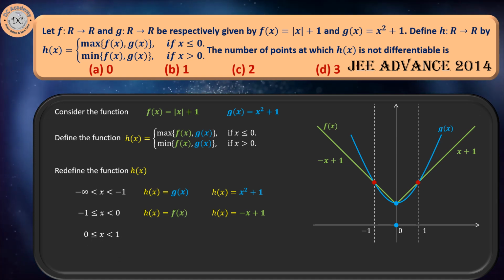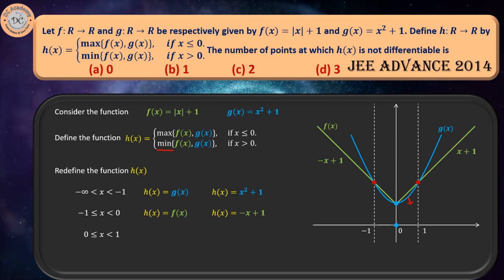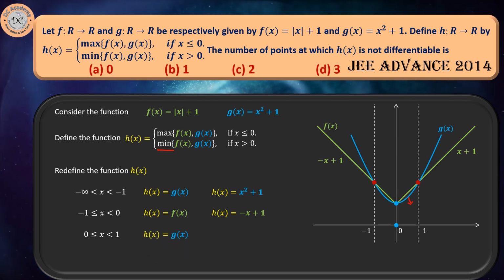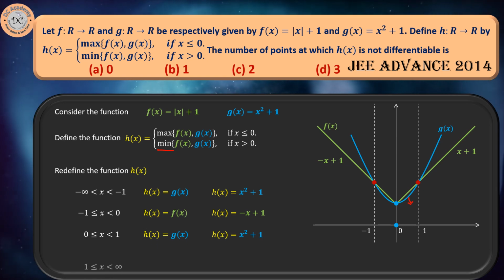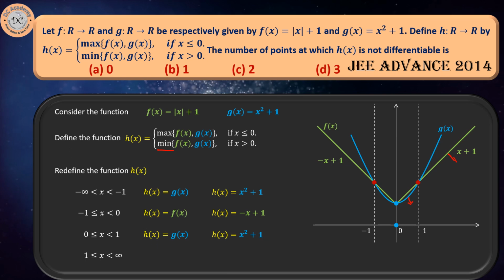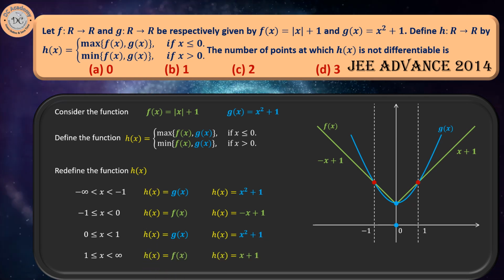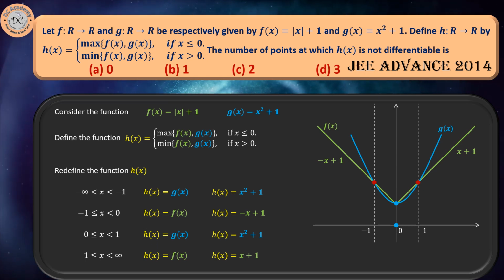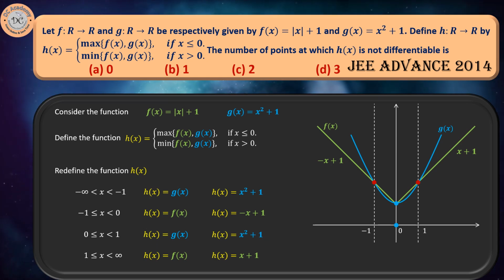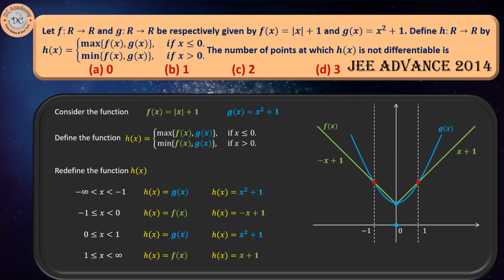Now go ahead and take the 0 to 1 interval. In that interval, our definition says we need to take the minimum value. Minimum means the lower curve. What is the lower curve? It is g(x), so it will be x squared plus 1. And in the last interval, 1 to infinity, what is the lower curve? The straight line. So it will be f(x), which is x plus 1. Now we are able to identify all the different definitions of the function h(x) in different intervals.